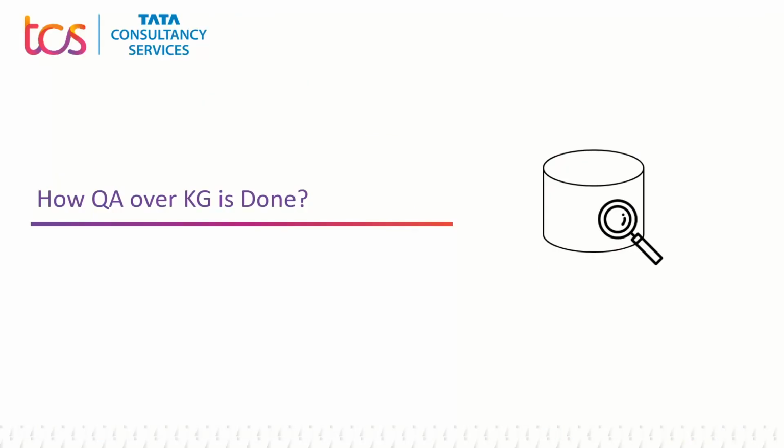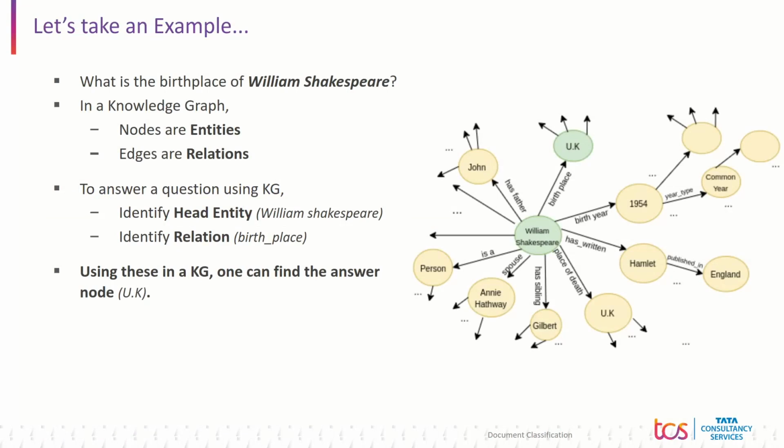Now we will discuss how QA over KG is done. For querying a knowledge base, we have to do two steps. First is to identify the head entity for the question, and after identifying the head entity, we need to identify the correct relation which is suitable for the given question.